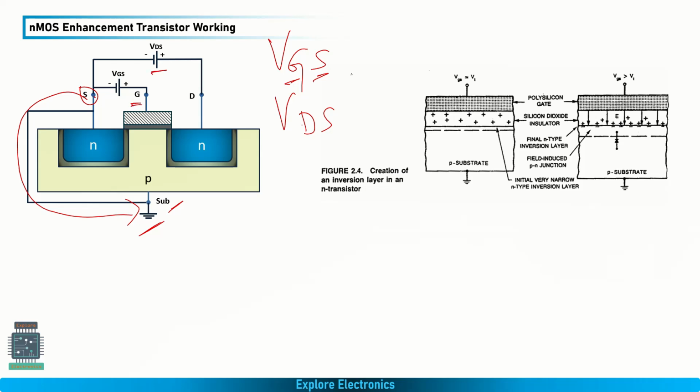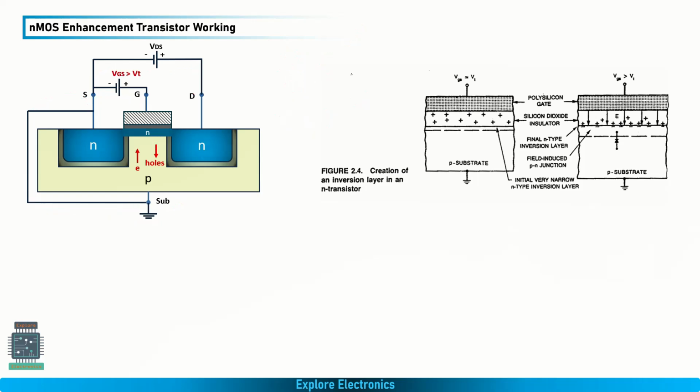Similarly, there is another power supply you can see here. Positive terminal connected to drain and the negative terminal, the common point, connected to source. So VGS will be the gate voltage, we can directly say, and VDS is the drain voltage. Now we need to understand what happens when we apply the voltage.